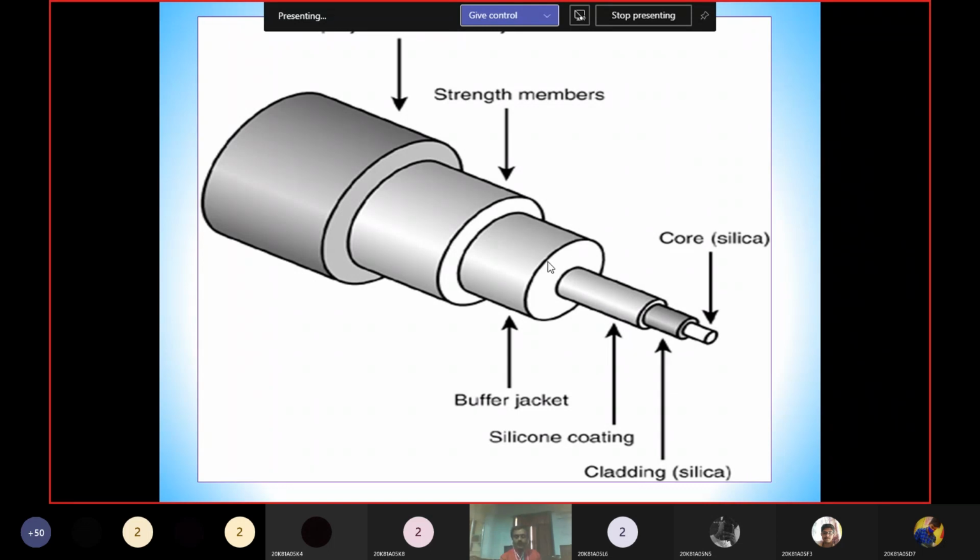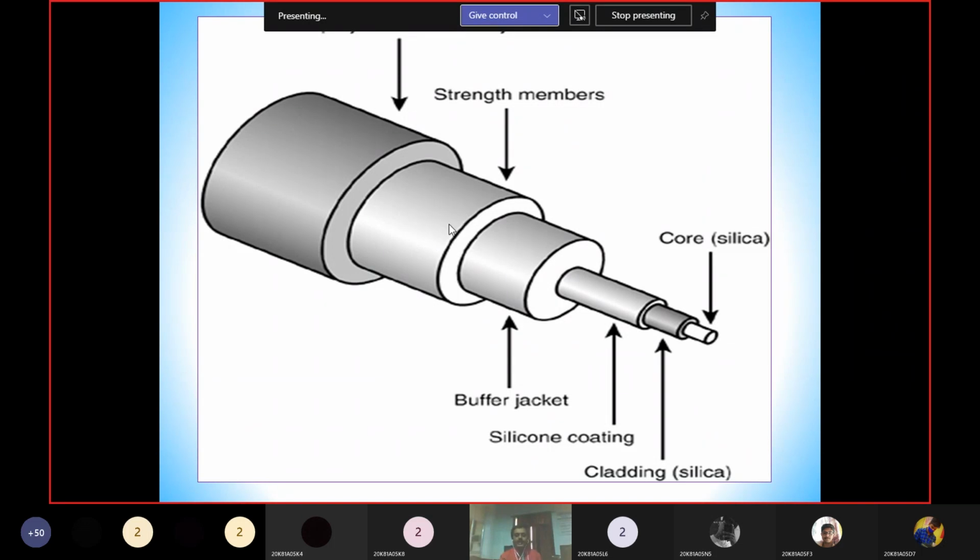On the silicon coating there is a buffer jacket. The buffer jacket protects from moisture and from rubbing. If any rubbing happens, some material losses will be there, which we call abrasion. Because of that abrasion there may be a chance to lose material, so it protects the silicon coating as well as from moisture. That is the use of the buffer jacket.